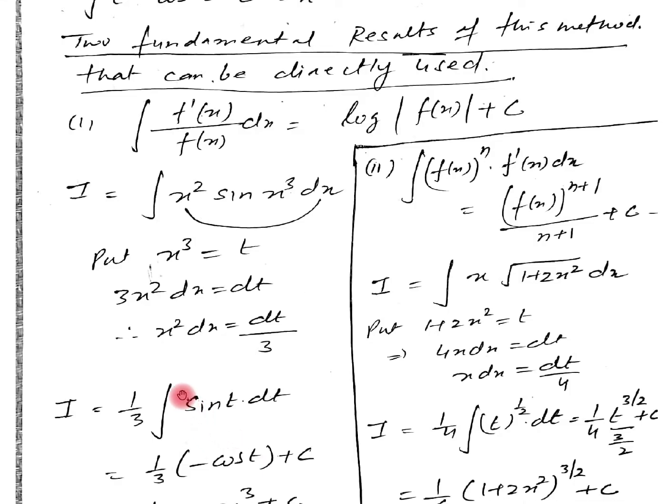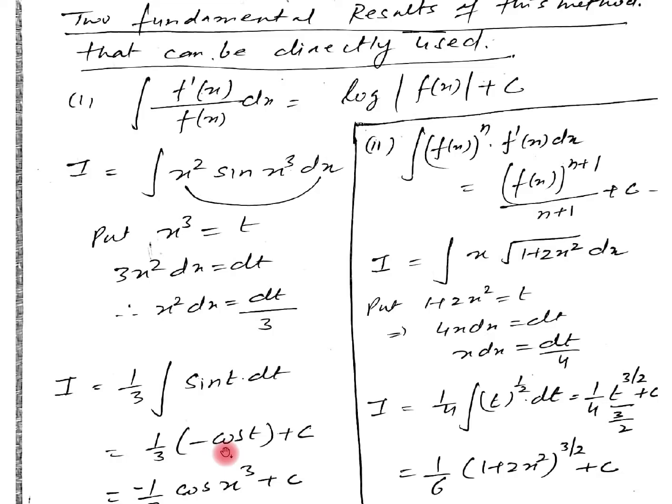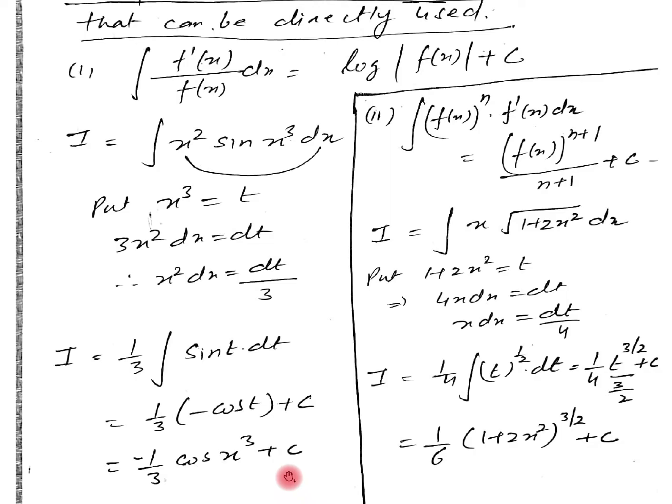Now we know the integral of sin t is minus cos t plus c. Putting the value of t here, because t equals x cube, we get minus 1 by 3 cos x cube plus c.